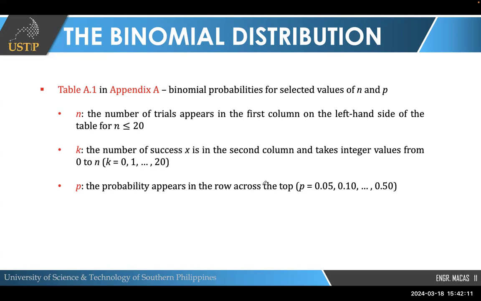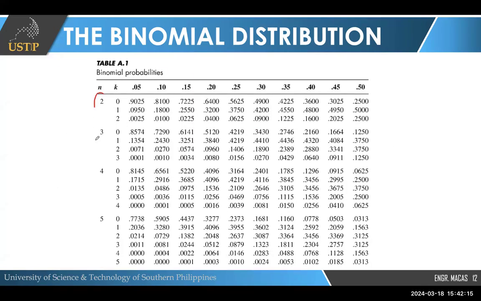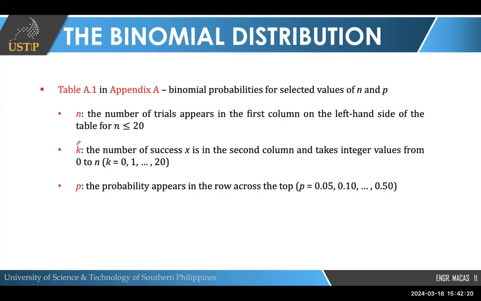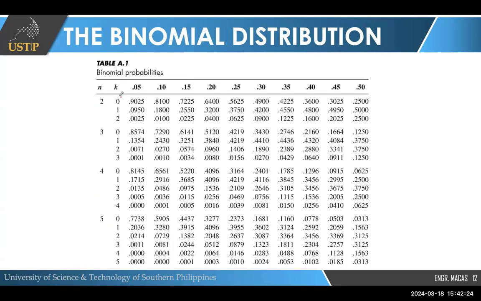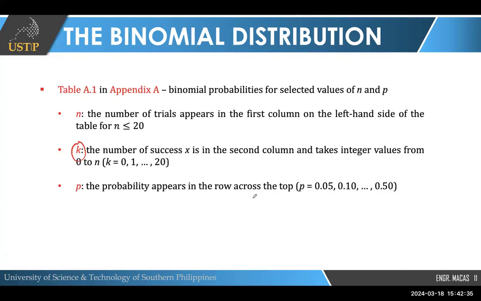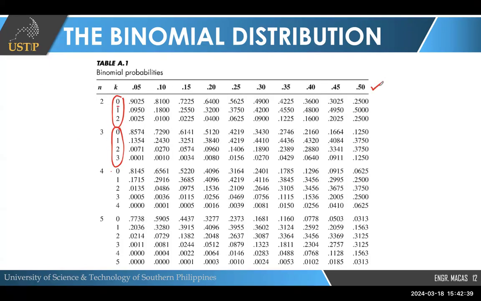Alright. And then the first column is the n, meaning the number of trials. In the second column, k is the number of successes. If n is 2, k has 3 rows, because it includes 0. If n is 3, k has 4 rows. It increases by one each time. And then p is the probability, with its values in the first row.